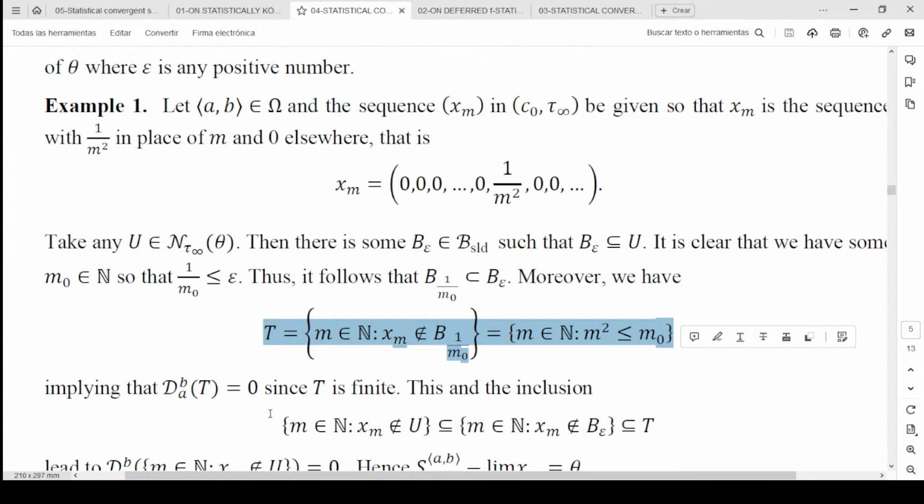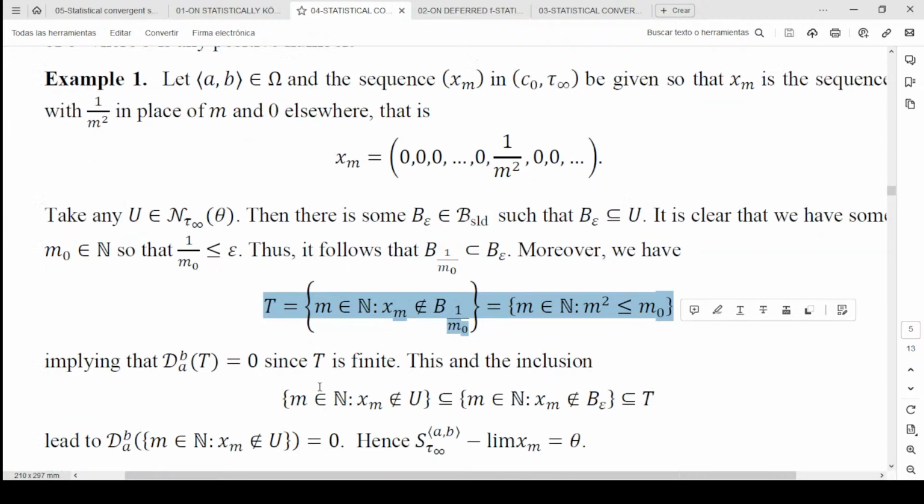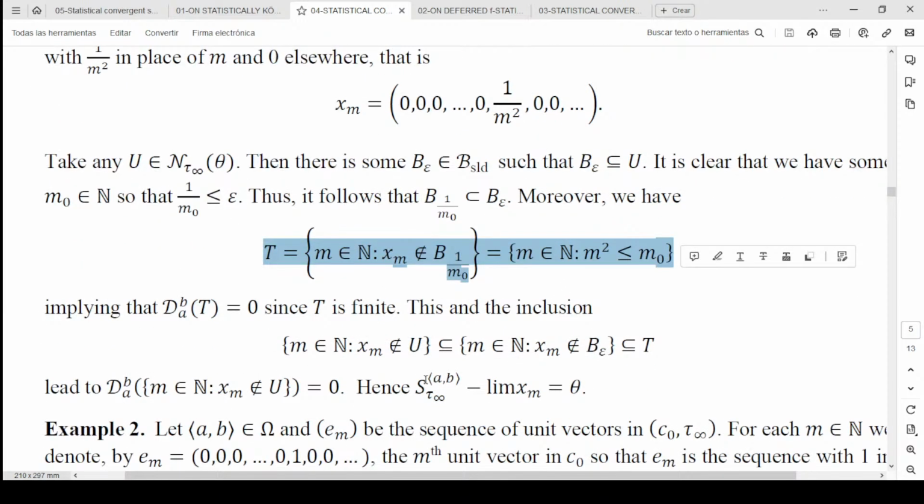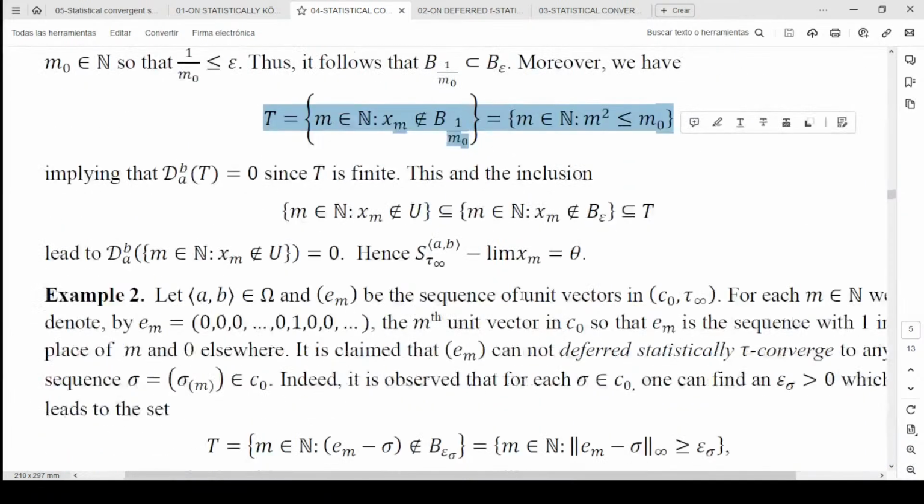implying T is finite, implying T has zero density since T is finite. Then because of this, we say that the limit of x_m in this sense is equal to the zero vector in the locally solid Riesz space c naught.